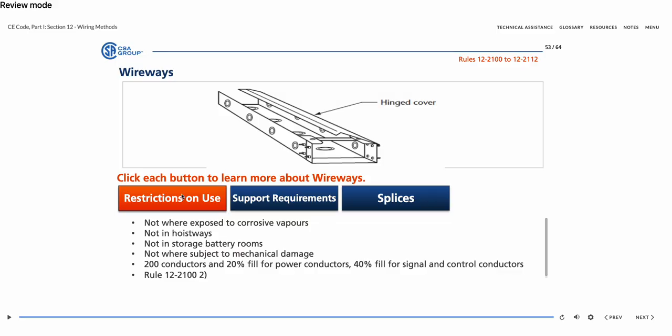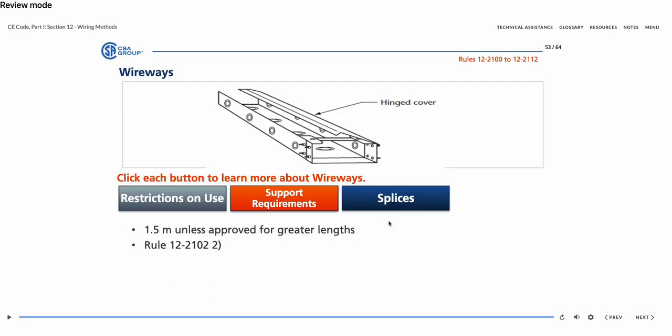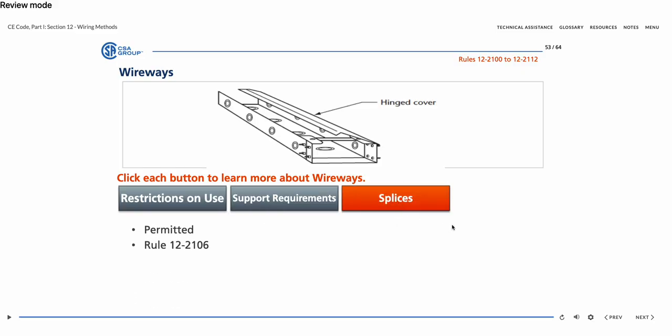Wireways may not be installed in areas subjected to mechanical injury or corrosive vapors. The number of conductors in a wireway is limited to 200, with a maximum fill of 20% of the trough's cross-sectional area for power and lighting conductors and 40% of the cross-sectional area for signal and control conductors. Wireways must be supported at no more than 1.5 meters unless approved for greater lengths. Splices are allowed according to Rule 12-2106.